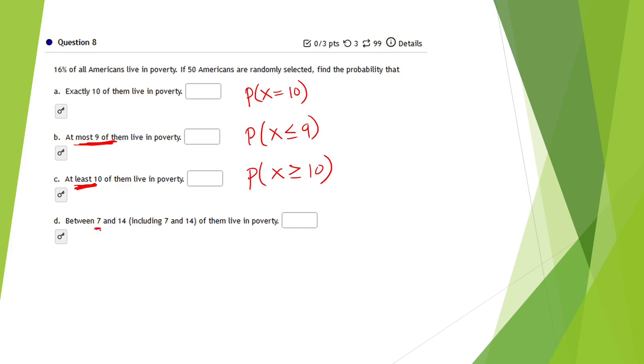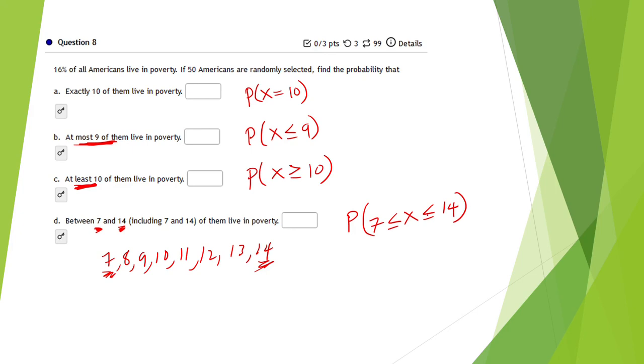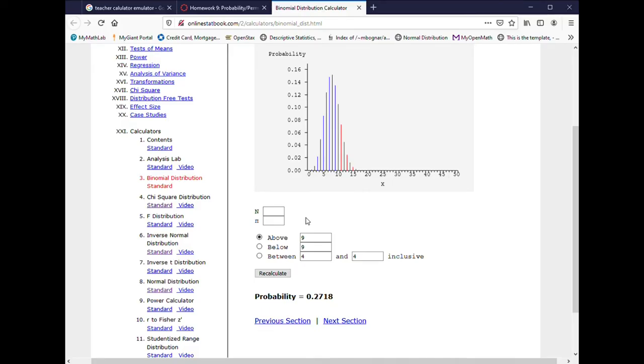For part D, I want to be between 7 and 14. So that's 7, 8, 9, 10, 11, 12, 13, 14 inclusive. So that means the endpoints. So for part D, we're looking for the probability of x being between 7 and 14. So all we have to do is enter our probability, which is 16%. That's P of 0.16. And N is 50. So we'll go to our statistics calculator and try these questions out. Let's try the question now on the statistics calculator.